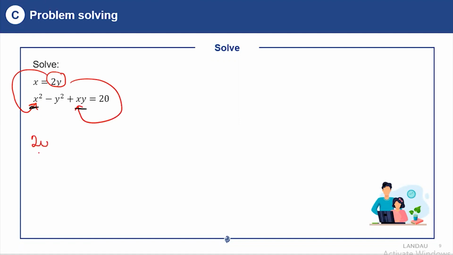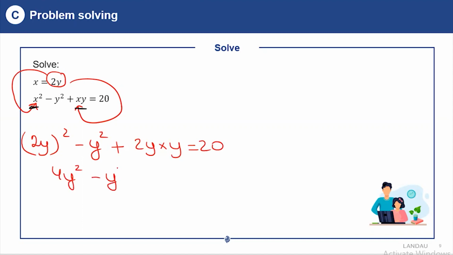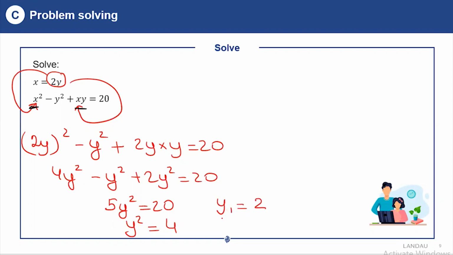So it will be (2y) squared minus y squared plus, again plug it one more time instead of x, 2y multiplied by y equals 20. 4y squared minus y squared plus 2y squared equals 20. 4 minus 1 plus 2 will be 5y squared equals 20. y squared equals 4, and we can write that y1 equals 2, y2 equals -2, because we know that 2 squared is 4, and (-2) squared is positive 4 as well.